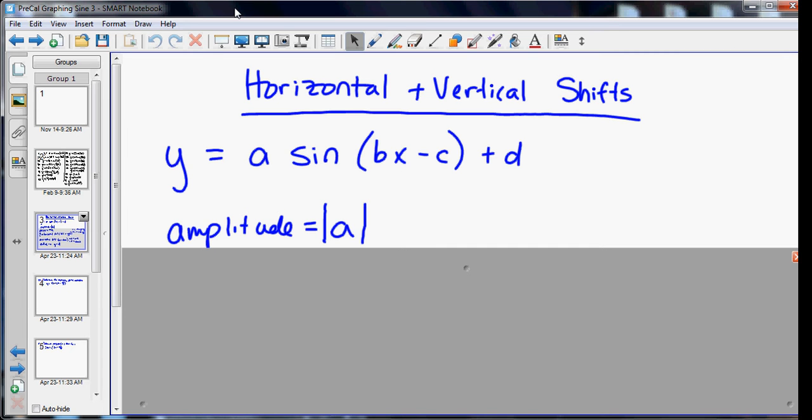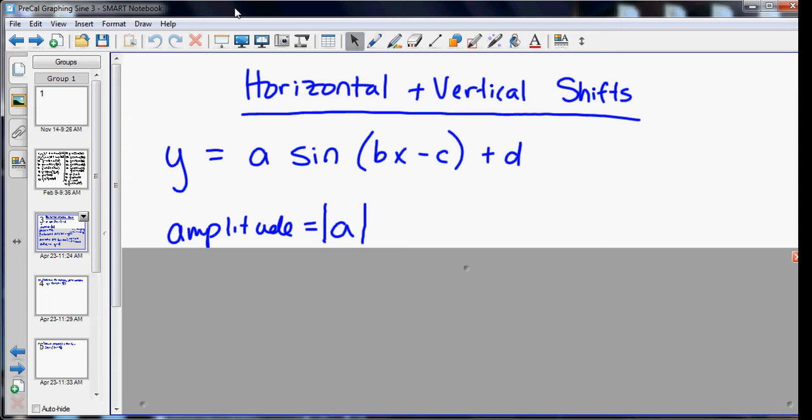We've already talked about what to do with the amplitude and the period when we're dealing with sine and cosine, but today we're going to look at what to do with horizontal and vertical shifts. So before, the general equation we talked about was just y equals a sine of bx or y equals a cosine of bx. But now we're adding more letters, c and d.